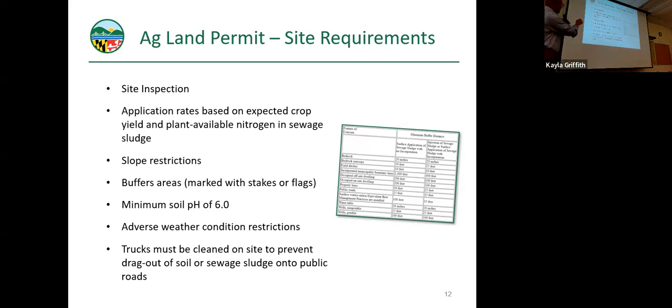Buffer areas, they have to mark those out when they are applying. Minimum soil pH of 6, very important. If it is lower than 6, we tell them to build it up to 6. And if it is more than 7.5, we tell them not to apply until it comes below 7.5. That is what the law requires.